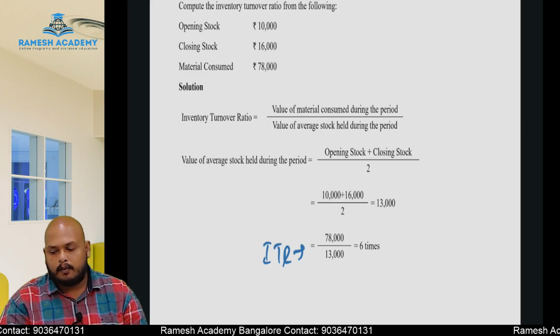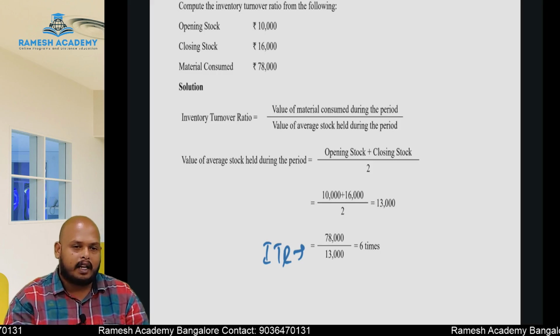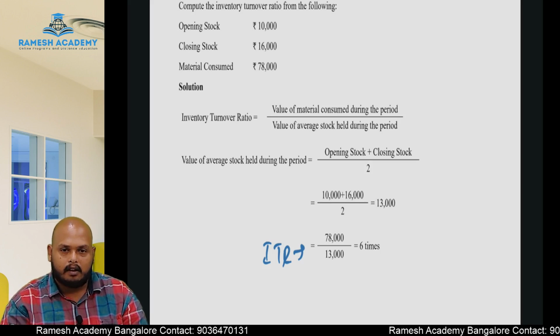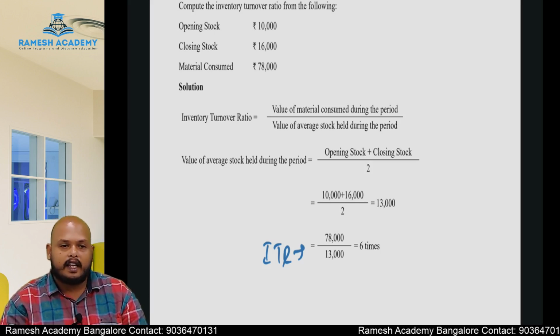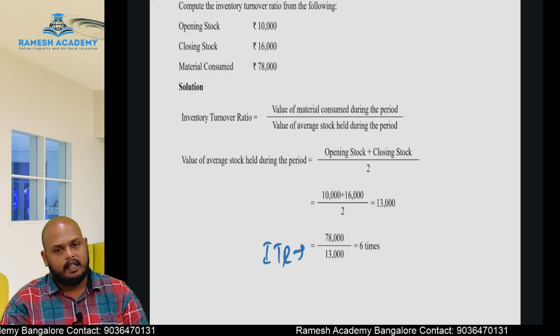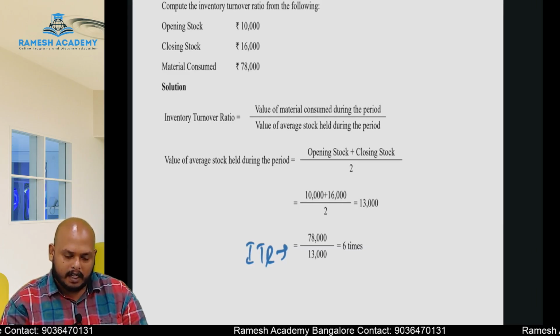6 times. Suppose you write 6 and you are not writing times, what happens? Half mark they will cut, Nana. Compulsorily we have to indicate, okay? Turnover ratio is always indicated by the number of times. Inventory turnover ratio is always indicated by what, Nana? Number of times. Very easy question.